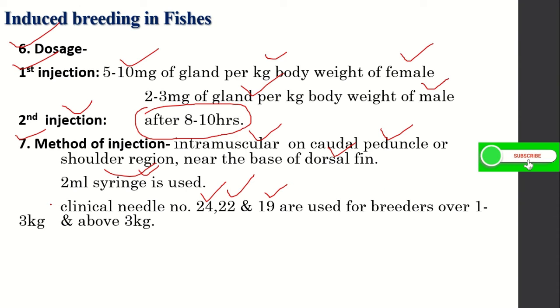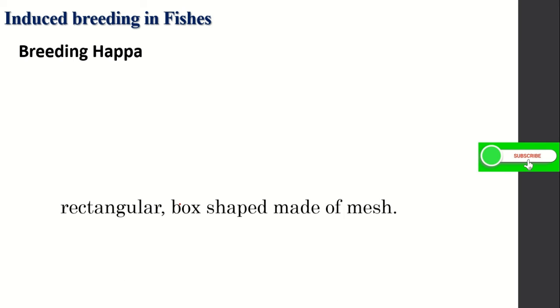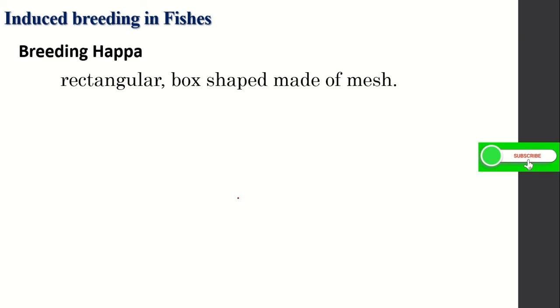In the next step, after the injection, the breeders are kept in a particular hapa, called the breeding hapa.